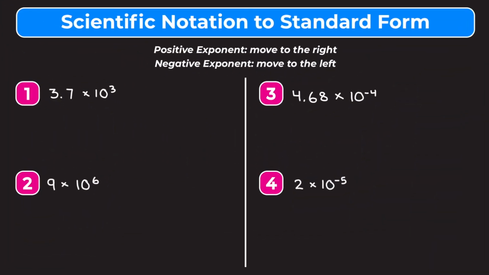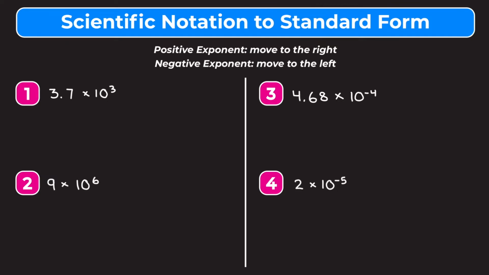In this video, we're learning how to convert scientific notation to standard form. Scientific notation is just a useful way to write really big numbers or really small numbers so that we don't have to write out all the digits. At the top of our screen, we're going to see some tips that say positive exponent means move to the right and negative exponent means move to the left. That'll make more sense once we start doing some problems.